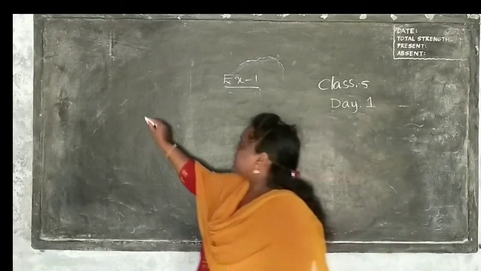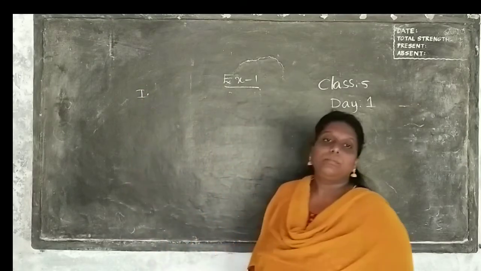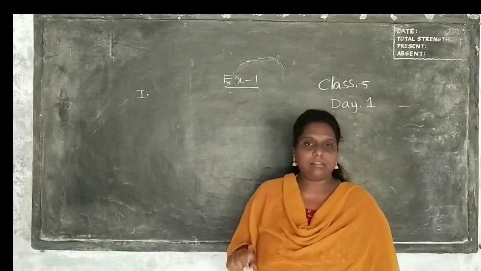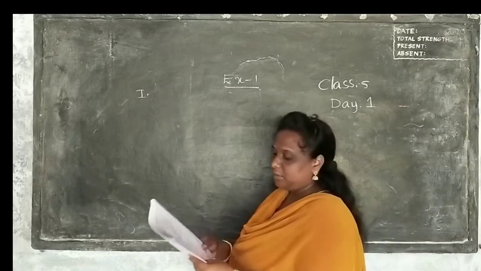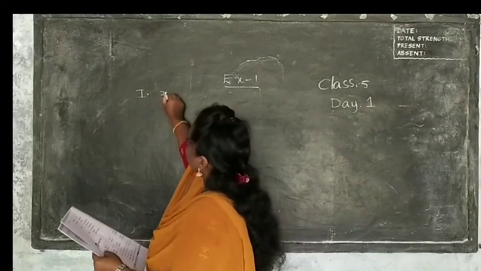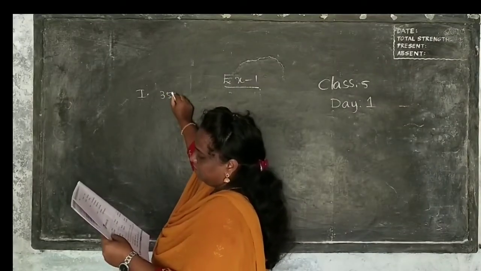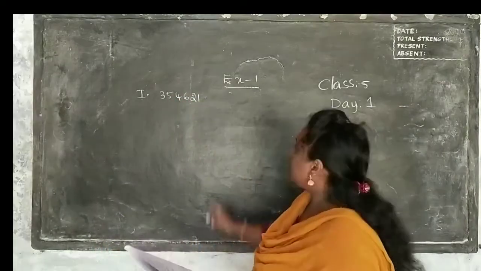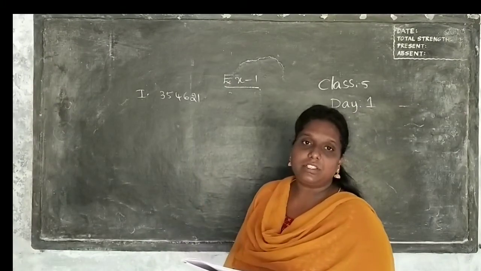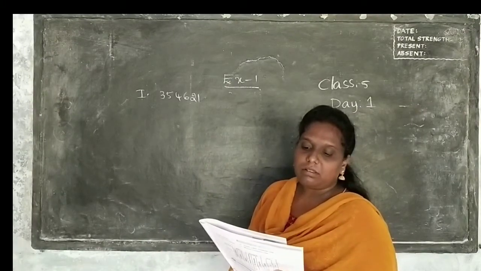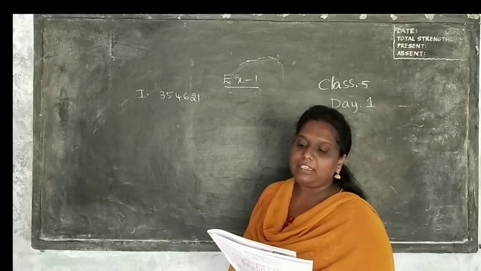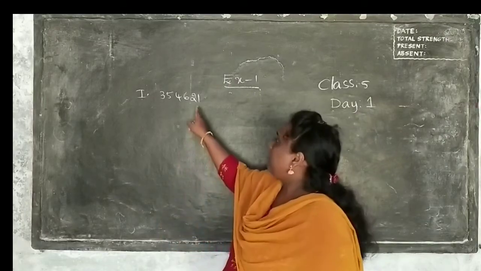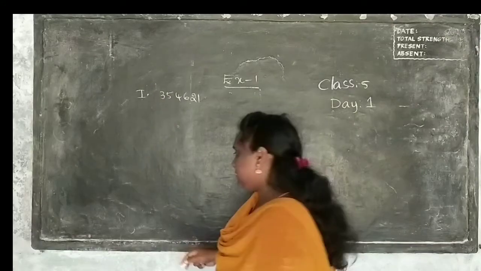Exercise 1. First, you have to put the commas, write the number, and write it in words. For example, the first problem is 354621. The question, I am reading: insert commas according to the Indian system and write the number name. So what is the first one, beta? First we have to insert the commas according to the Indian system.